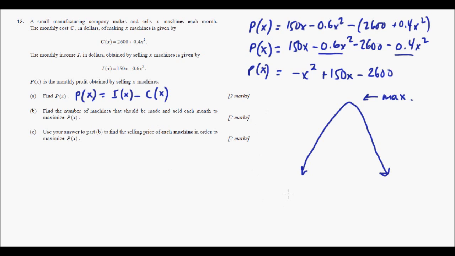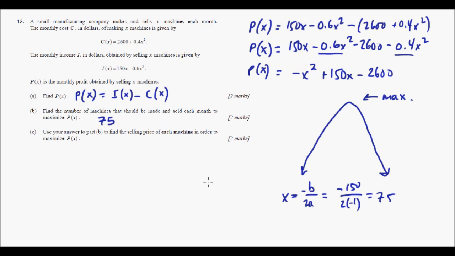So you can find x equals negative b over 2a. So in this case, it would be negative 150 over 2 times negative 1. Okay, so that's going to be negative 150 over negative 2. That's 75. So you need to sell 75 machines.